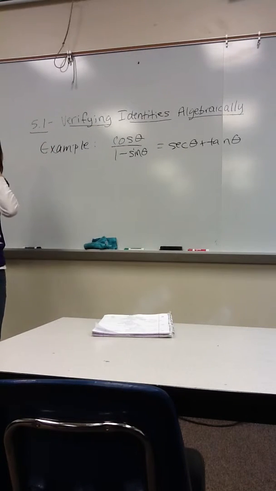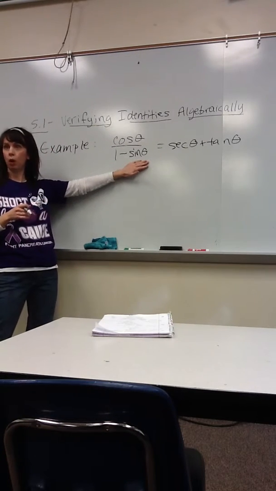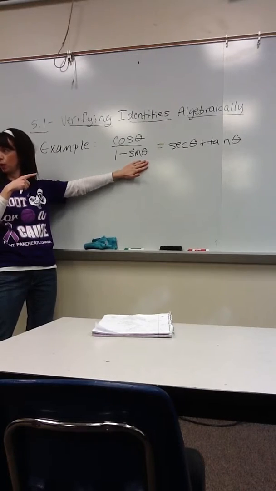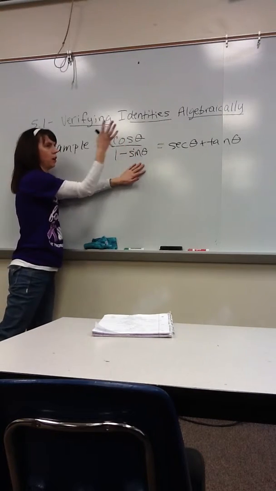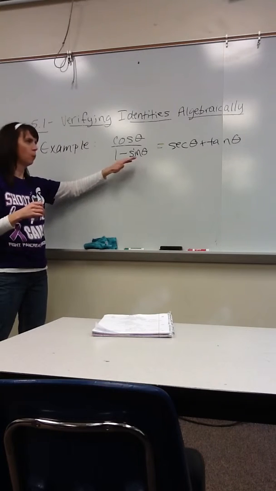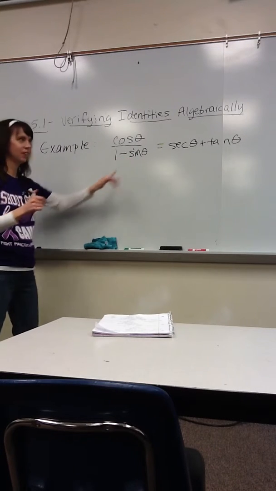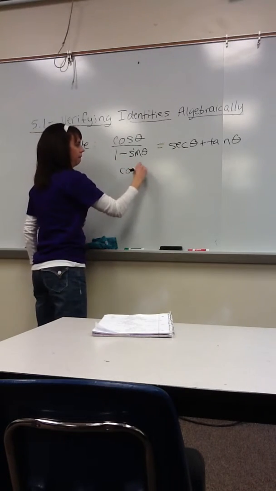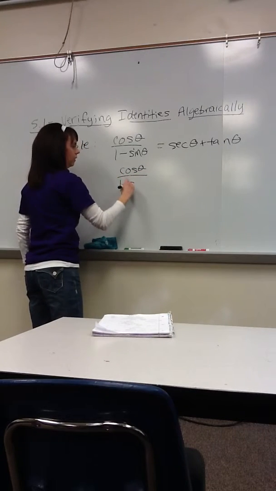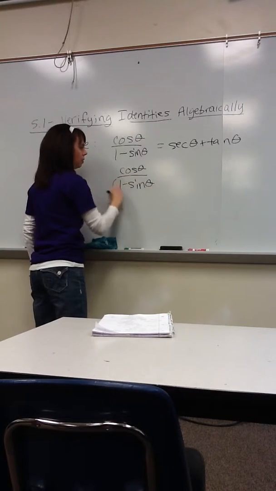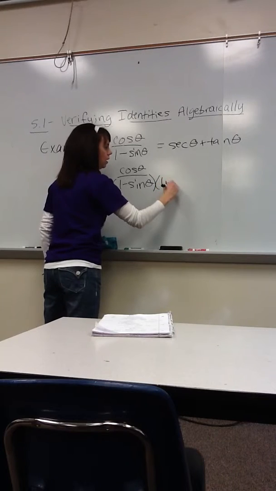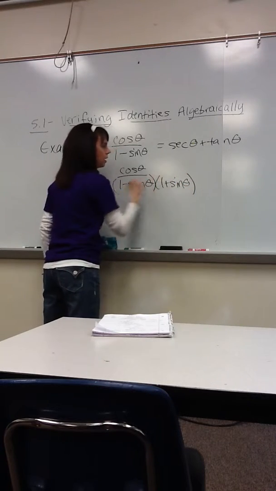Is this an identity, first of all? No, because what's missing? Squared. Yep, it would have to be 1 minus sine squared. It doesn't have the squared, so it's not going to work. But does anybody remember what we did with this yesterday? We foiled it. 1 plus sine. Yes, we multiplied the bottom by 1 plus the sine of theta.